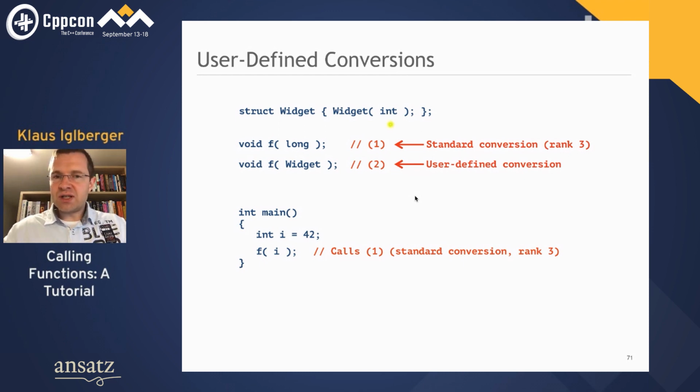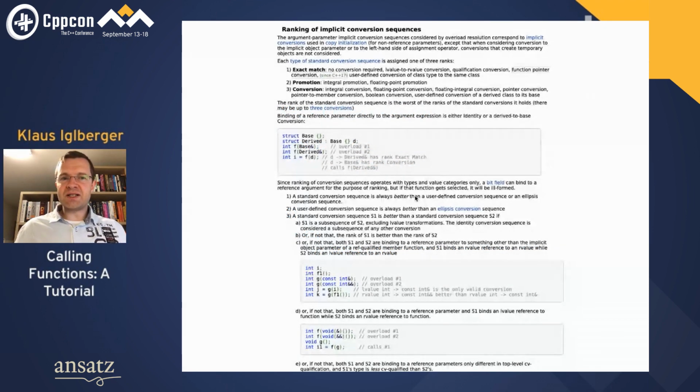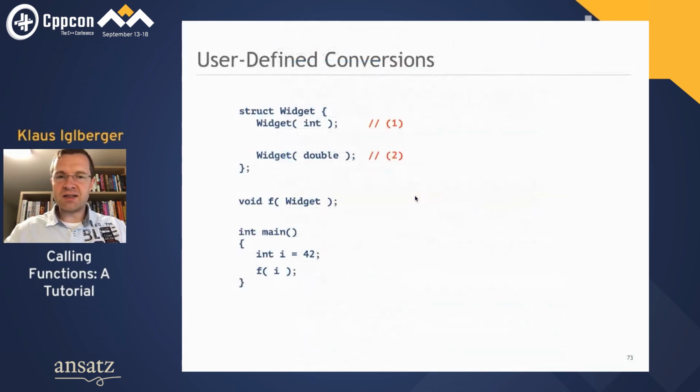Despite the fact that this widget takes an int and I have an int. Either way, standard conversions are always ranked better, considered to be better than any kind of user conversion, even if it appears to match better intuitively. So there is also one special rule that explains this pretty well in the ranking of implicit conversion sequence part. A standard conversion sequence is always better than a user-defined conversion sequence or an ellipsis conversion sequence. So indeed, we can think of a user-defined conversion as an unofficial rank 4, which doesn't exist officially, but we can imagine that it indeed is ranked as such.